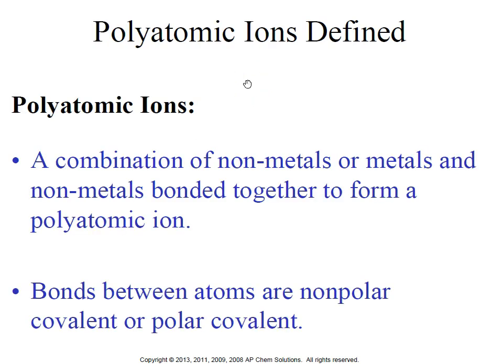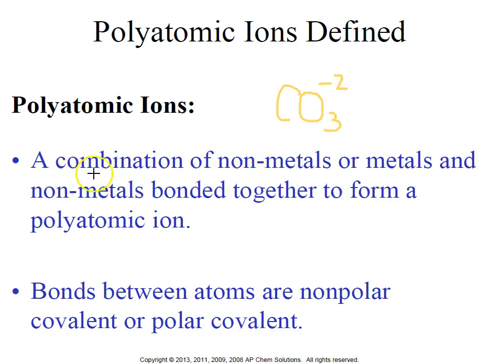If some nonmetals get together and form a bond, but together they have a charge, that charged group is a polyatomic ion. For example, carbon and 3 oxygens. If one carbon and 3 oxygens get together, so let's say that's CO3, and all together they have a charge of -2, well, that is a polyatomic ion.